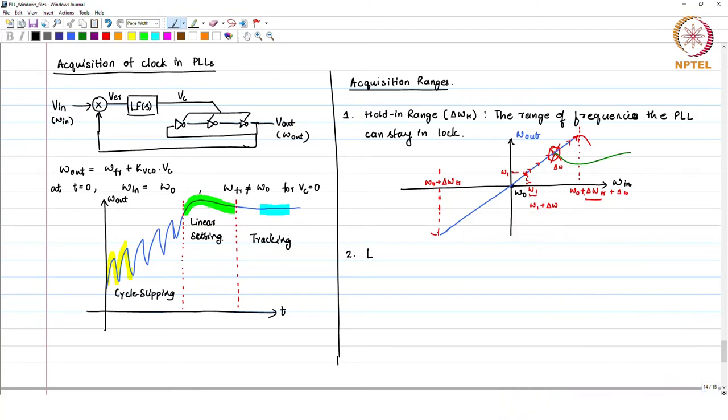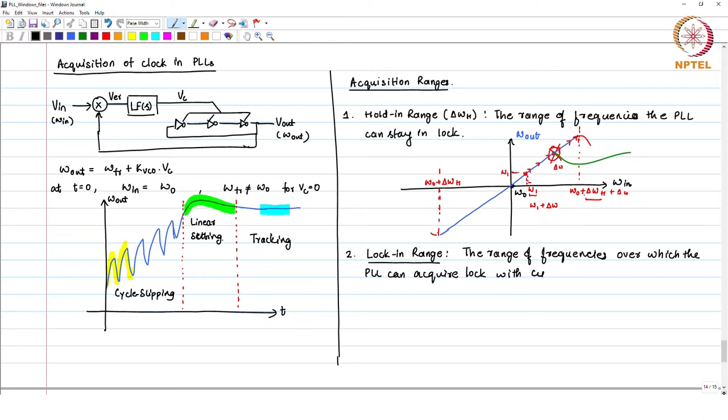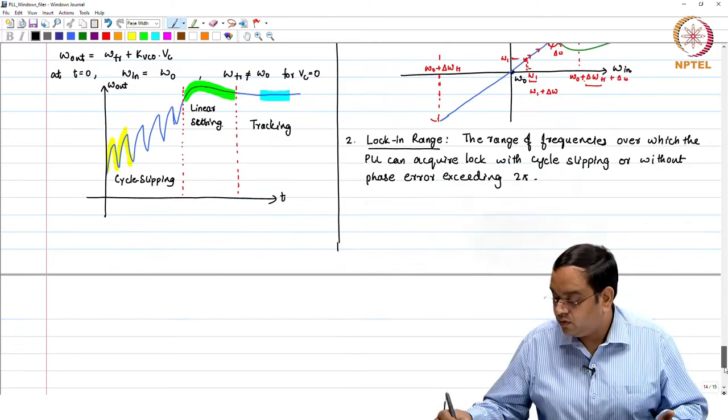Second, acquisition range is defined as lock-in range. So what is this lock-in range? Well, the range of frequencies over which the PLL can acquire lock without cycle slipping, or without, which is the same as without, phase error exceeding 2 pi. Now, this is interesting, how this happens.